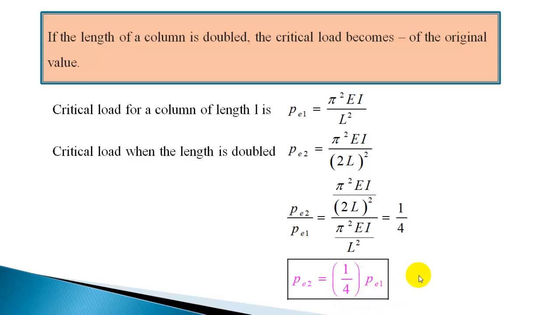So always increasing length will reduce the buckling load, because the column becomes more slender and the load required to buckle will reduce. The buckling load is inversely proportional to the square of the length. When you double it, it will become 1/4, or if the length increases 3 times, it will become 1/9 of the initial value. So that way you can easily pick up the options.